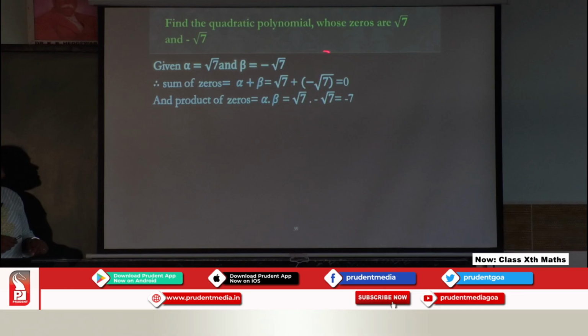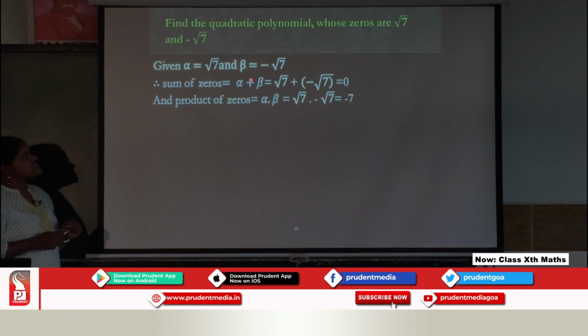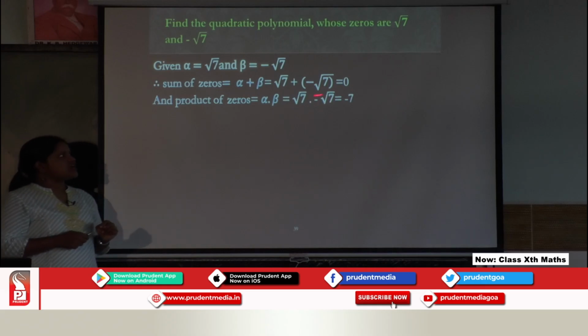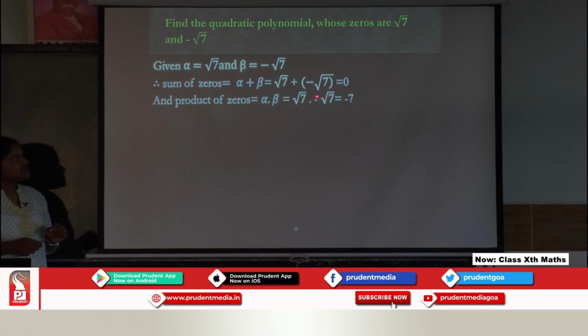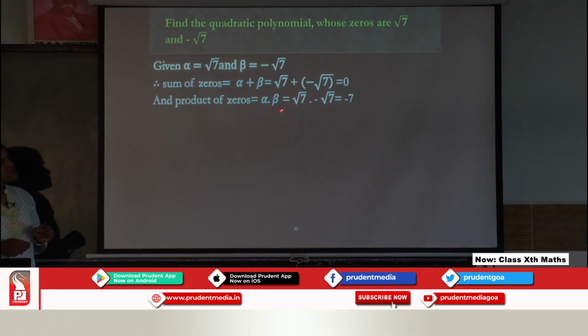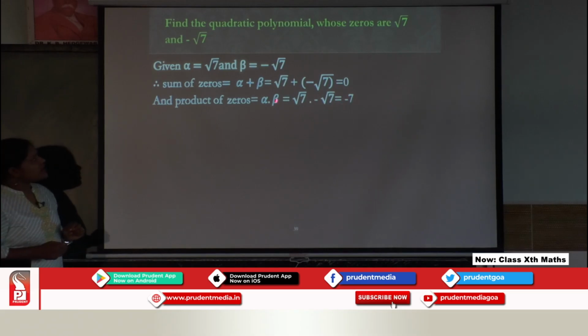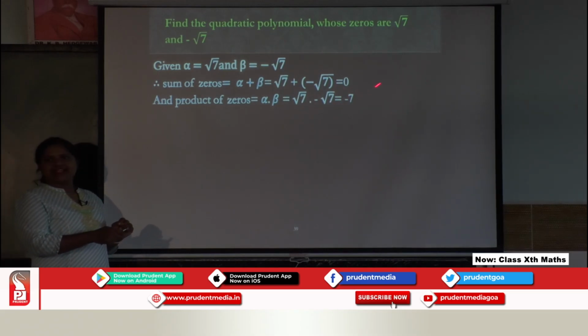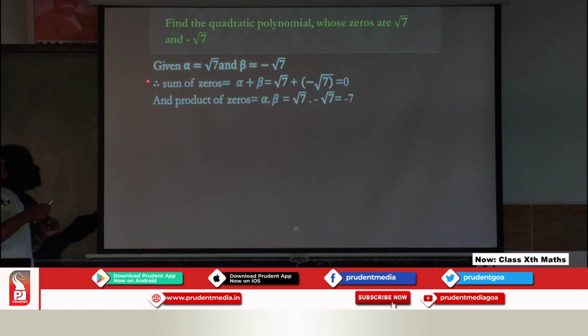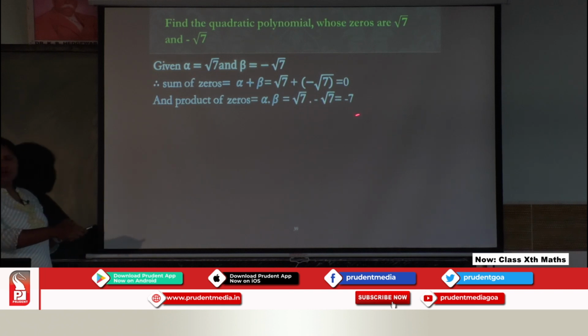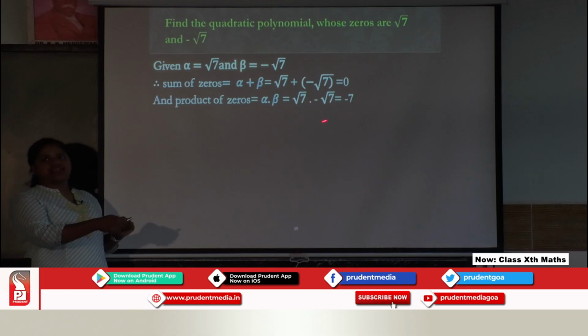Now what is alpha? Alpha is root 7, that is your first zero. Beta is negative root 7, that is your second zero. Now if you multiply, this dot represents multiplication. Root 7 into root 7 will give you 7, and positive into negative will give you negative. That is how you get the product as negative 7. So what do you have? You have sum as 0 and product as negative 7.